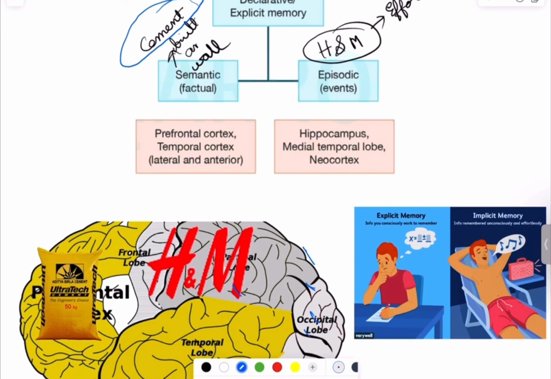So semantic is associated with the prefrontal cortex and the temporal lobe. Therefore here the UltraTech cement is being shown in the anterior part as well as in the lateral part. So prefrontal cortex and temporal cortex are associated with semantic memory, whereas episodic memory is fashion. Episodic is events, and in events we wear different fashion brands. One of them is H&M. So H&M can be remembered: hippocampus, medial temporal lobe and neocortex.